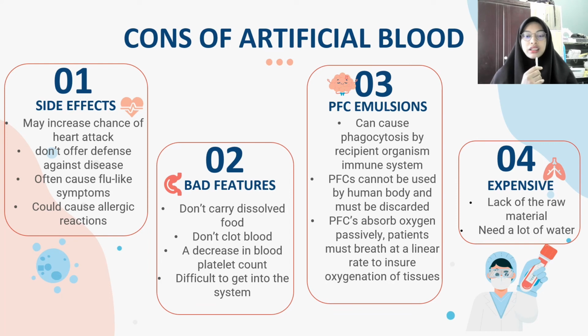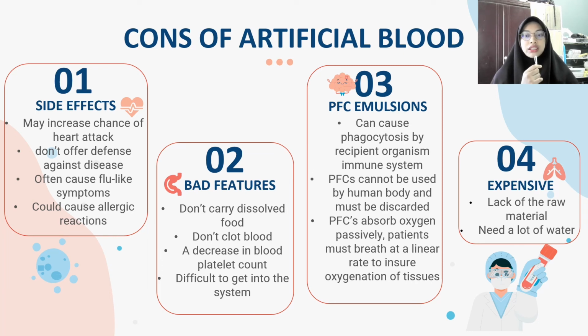Second one, it also has bad features. Artificial blood doesn't carry dissolved food. It only functions to carry oxygen, and it also doesn't clot blood. It is because the platelet count in our blood will decrease. It is also difficult to get into the system.